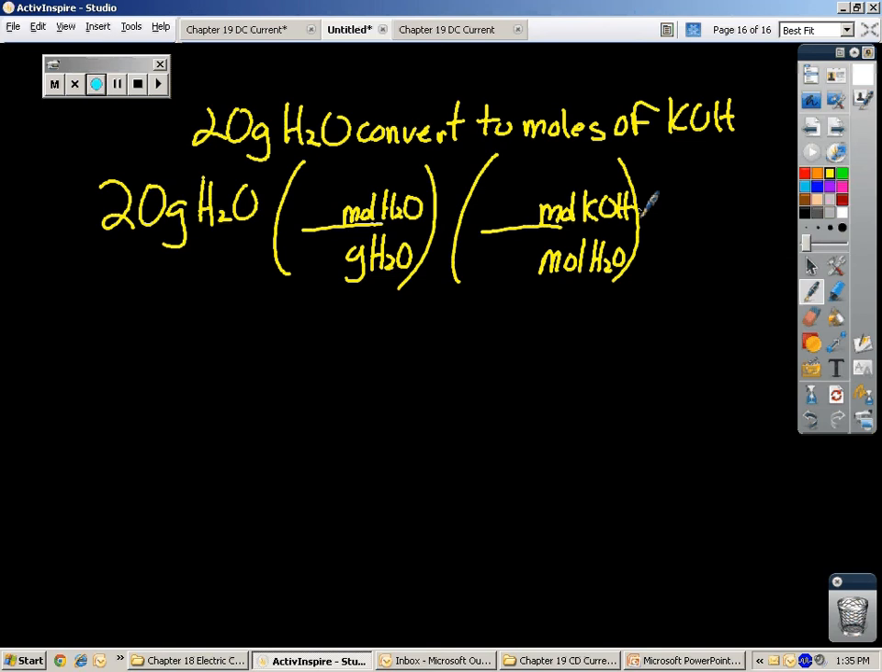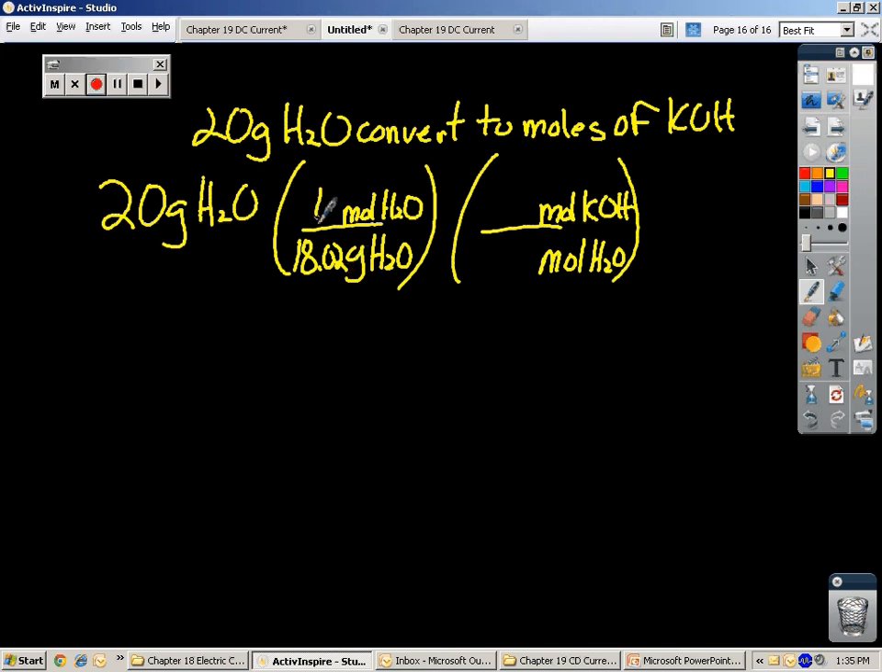All right, so now we got 20 grams of water. What should I put here for grams of water? What value do I put in here? How do you find grams per mole? What do you use? Molar mass. What's the molar mass of water? Yeah, 18.02. Will you stop guessing? 18.02 for every how many moles? 1 mole.